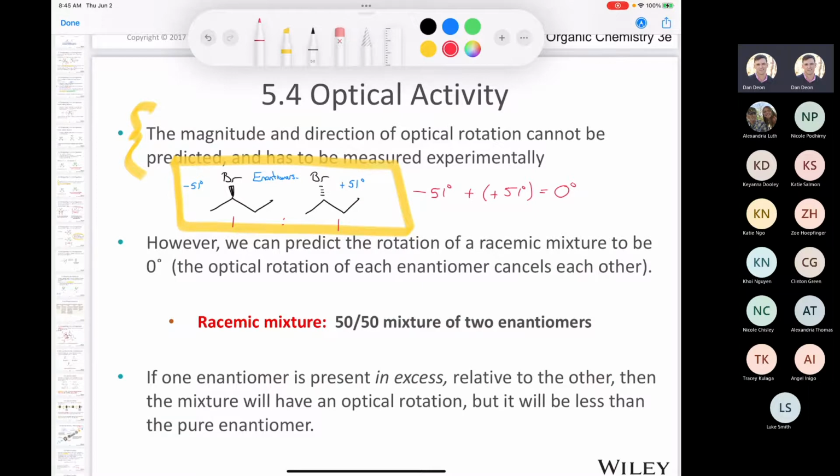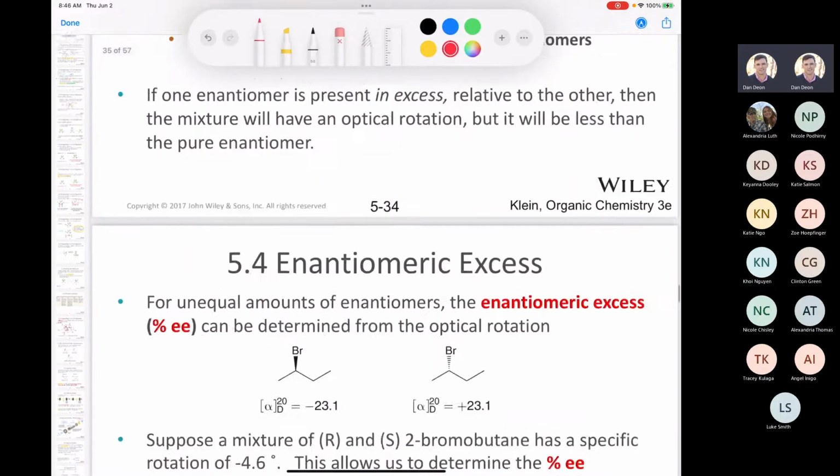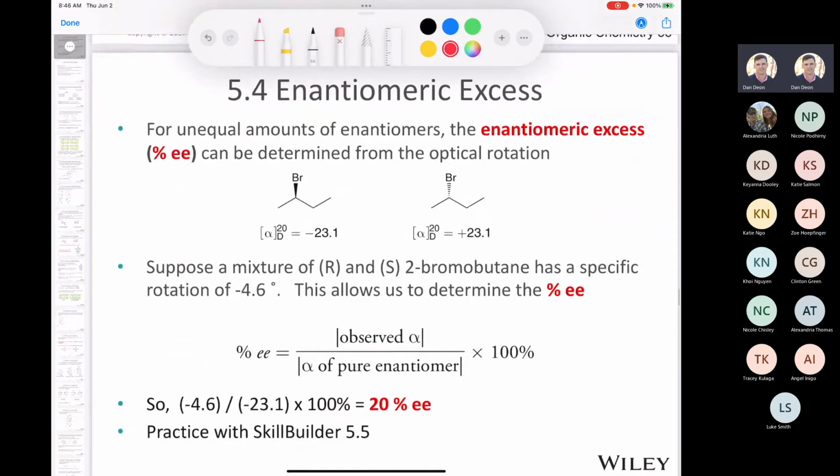And we can have a situation where you have one enantiomer in excess over the other, and that's going to end up in an optical rotation, but it will be less than if you had the pure enantiomer by itself. We call that enantiomeric excess. I'm not going to ask you any questions about enantiomeric excess. So don't worry about enantiomeric excess. I'll even write it down here so you have proof. Not going to ask any calculations.